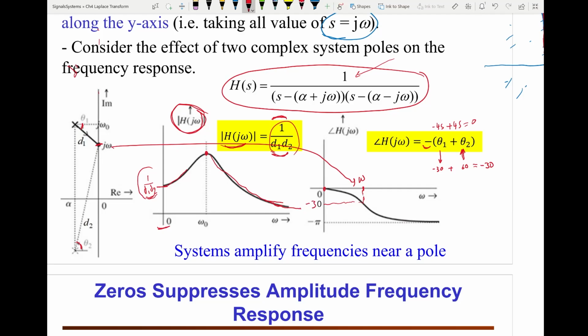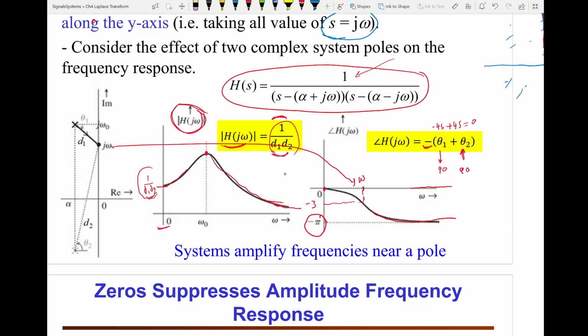What happens when the frequency increases all the way to here, like infinity? Now D1 will be this one. So this will be almost 90 degrees. And D2 will be almost 90 degrees. And 90 plus 90, that's 180 times negative, that's negative 180, which is here. So as the frequency increases, the phase goes to minus 180.